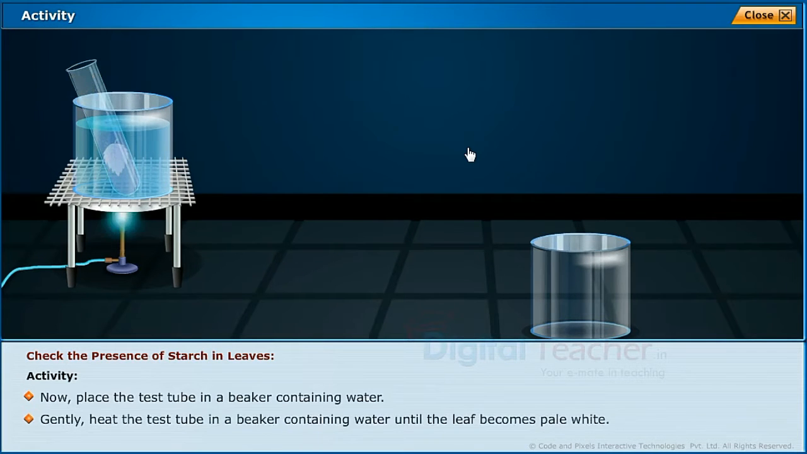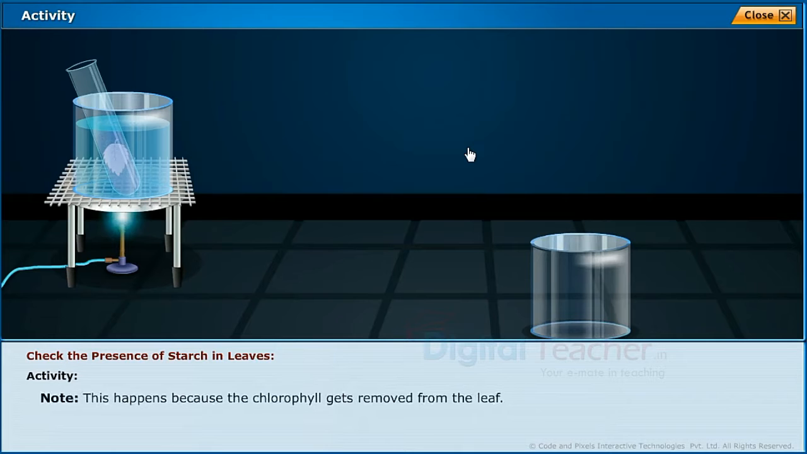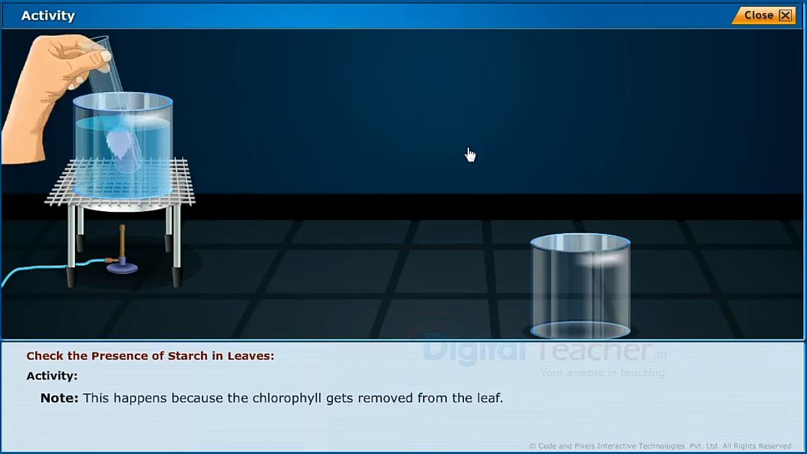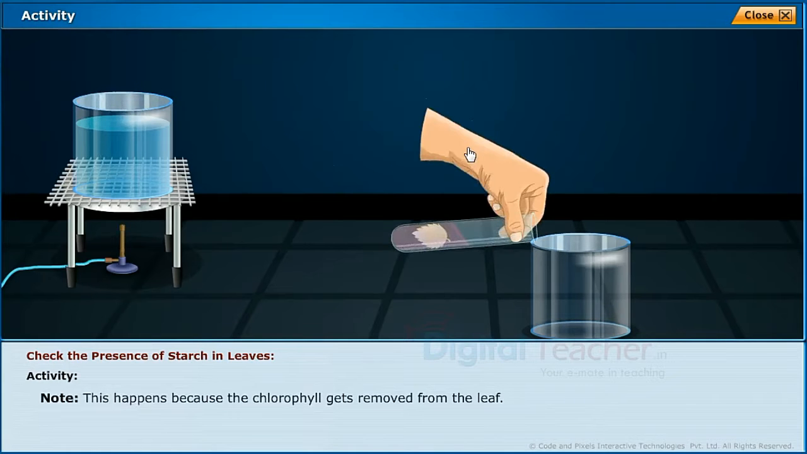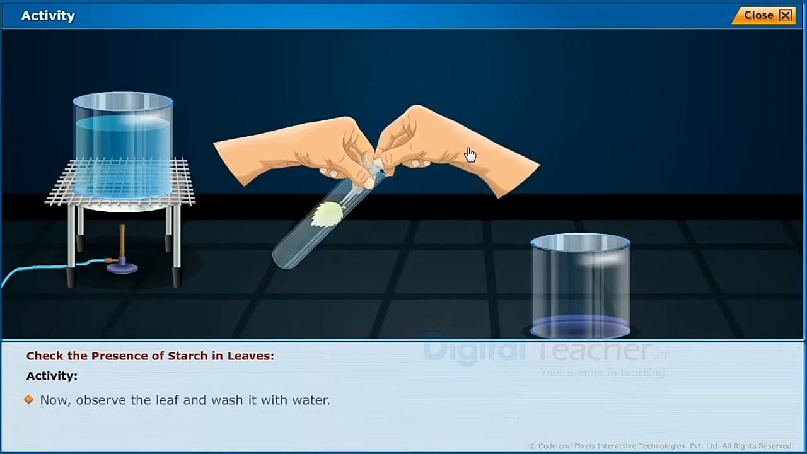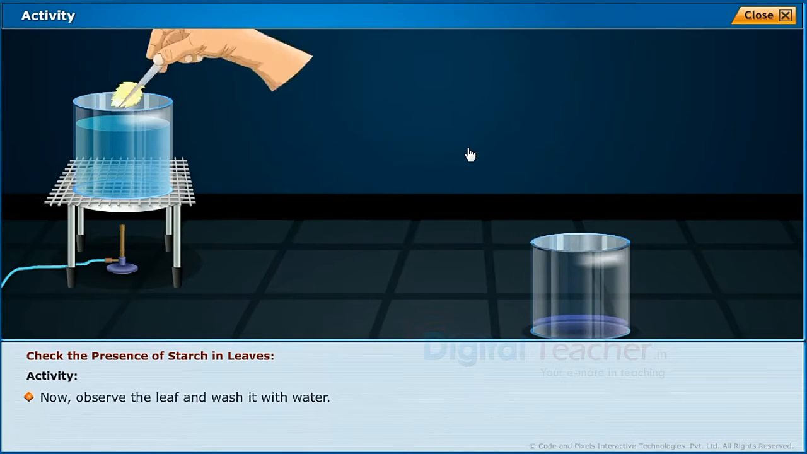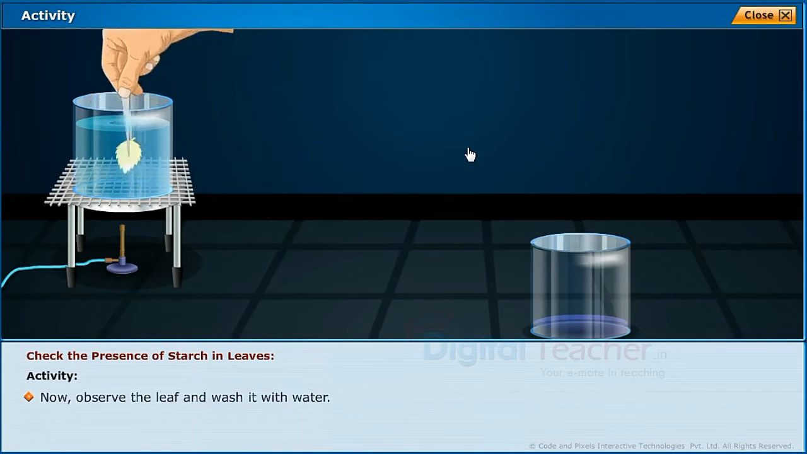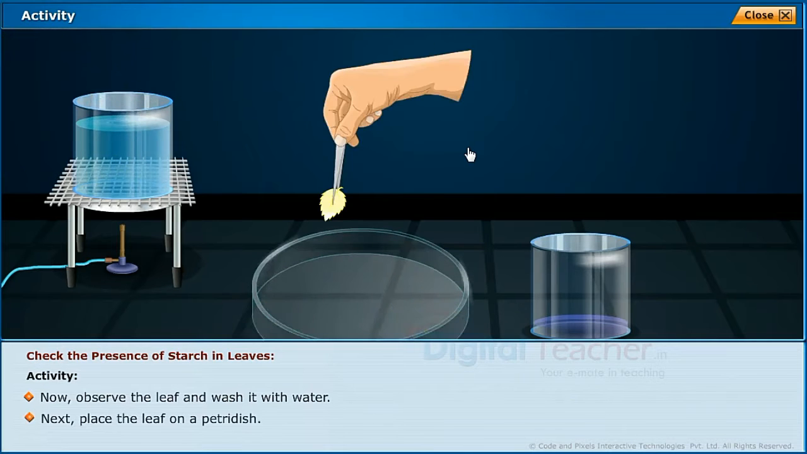Gently heat the test tube in a beaker containing water until the leaf becomes pale white. Note, this happens because the chlorophyll gets removed from the leaf. Now, observe the leaf and wash it with water. Next, place the leaf on a petri dish.